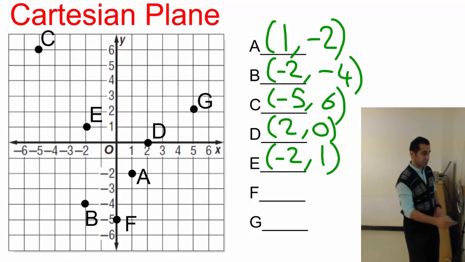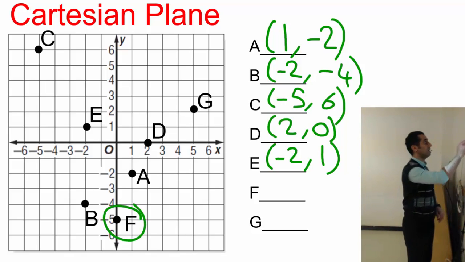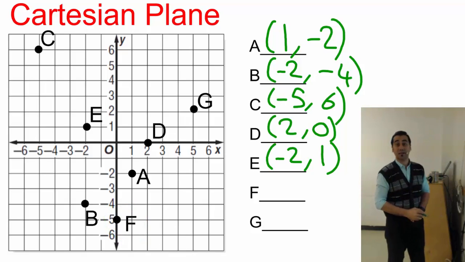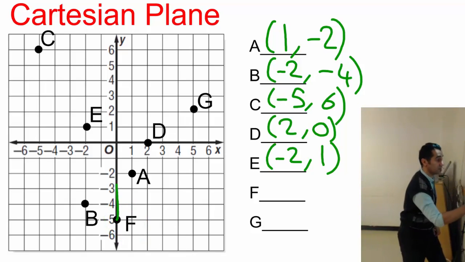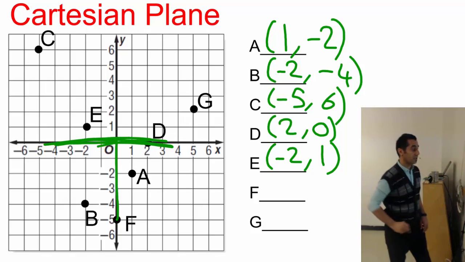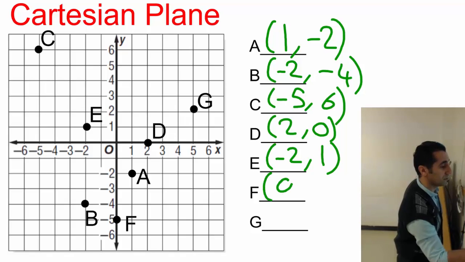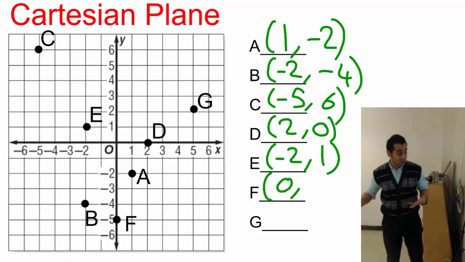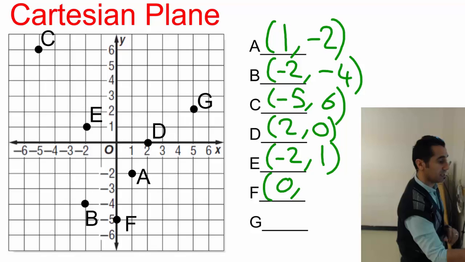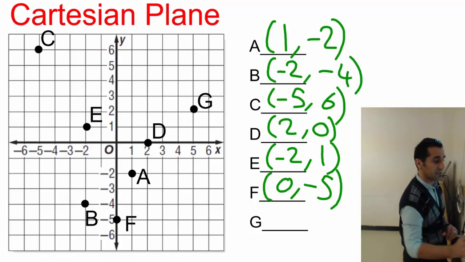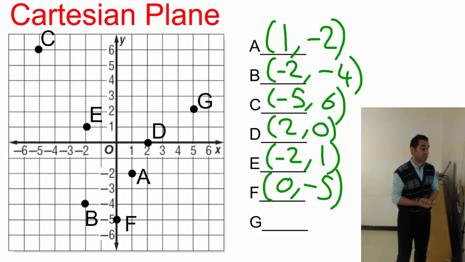F is right here, and the x value is nothing, right? Look at the x value from left and right. It has to be 0. X value is 0, comma, but y value is negative 5. And don't forget the negative sign here, right?